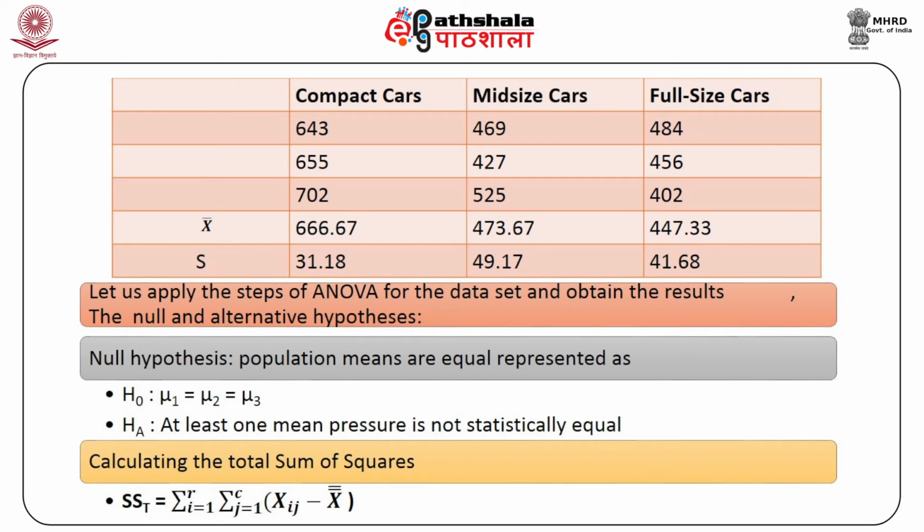First step would be stating the null and alternative hypothesis. Null hypothesis for ANOVA, as we already know, assumes population means are equal and is represented as H0: mu1 equal to mu2 equal to mu3. This implies that the mean head pressure is statistically equal across the 3 types of cars. Thus, the alternative hypothesis would be the means not being equal, or HA is at least one mean pressure is not statistically equal. Next step is to calculate the total sum of squares using the formula.